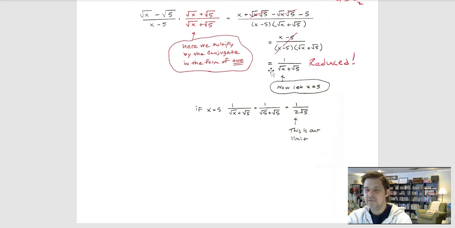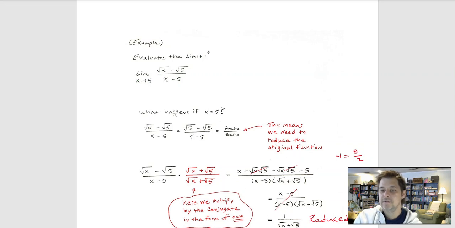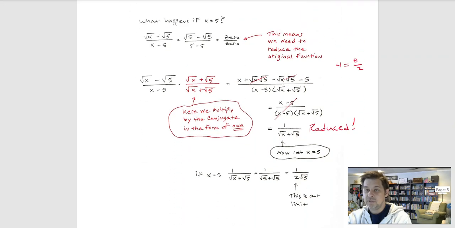Okay, so I take this reduced form, I let x be 5, I get 1 over root 5 plus root 5. That's an apple and an apple, so it's 1 over 2 root 5. An apple and an apple is 2 apples, so root 5 plus root 5 is 2 root 5. That's our limit, okay? All right, so let's make our answer official. Include that. Okay, there we go. And then we're done.